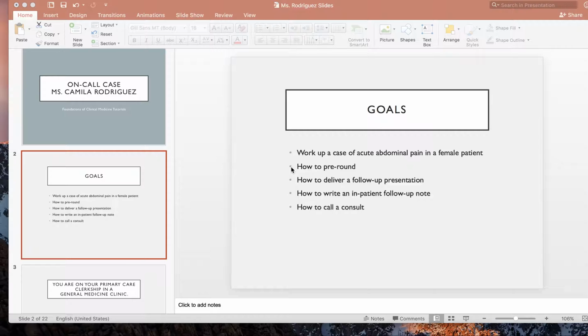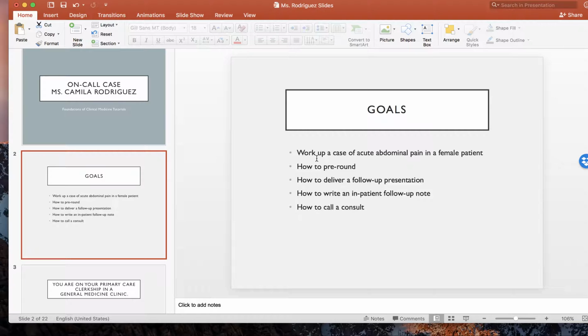So what I'll do here is kind of introduce you to the case, think about the goals for the case, and then kind of walk you through how the on-call case typically works. So as you see, this is a case of Miss Camila Rodriguez. And the goals of this session are, as I mentioned, do a focused and hypothesis-based history and physical, kind of exploring the cognitive dimensions of that with the students.